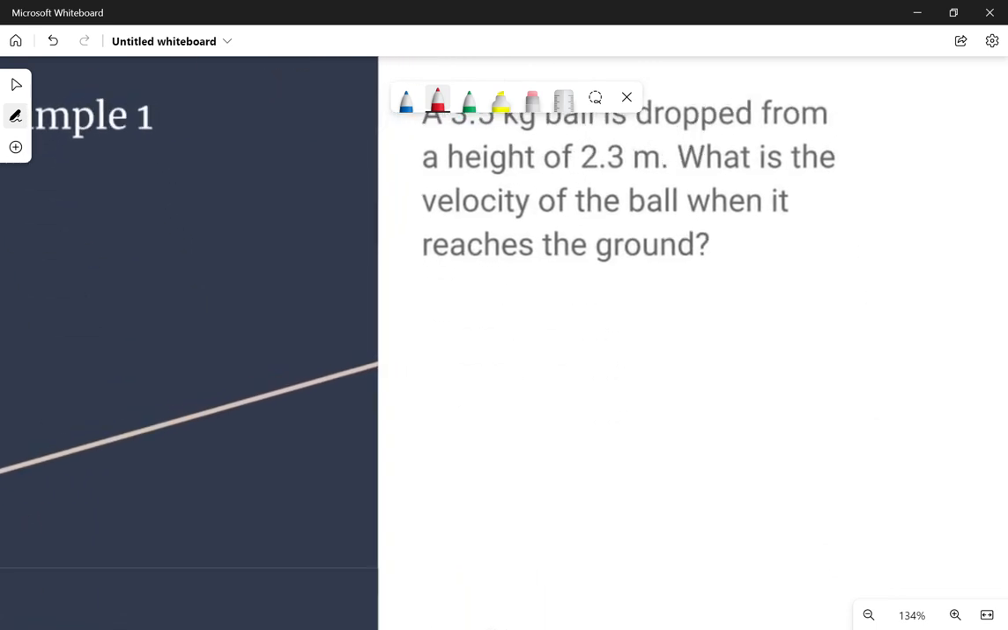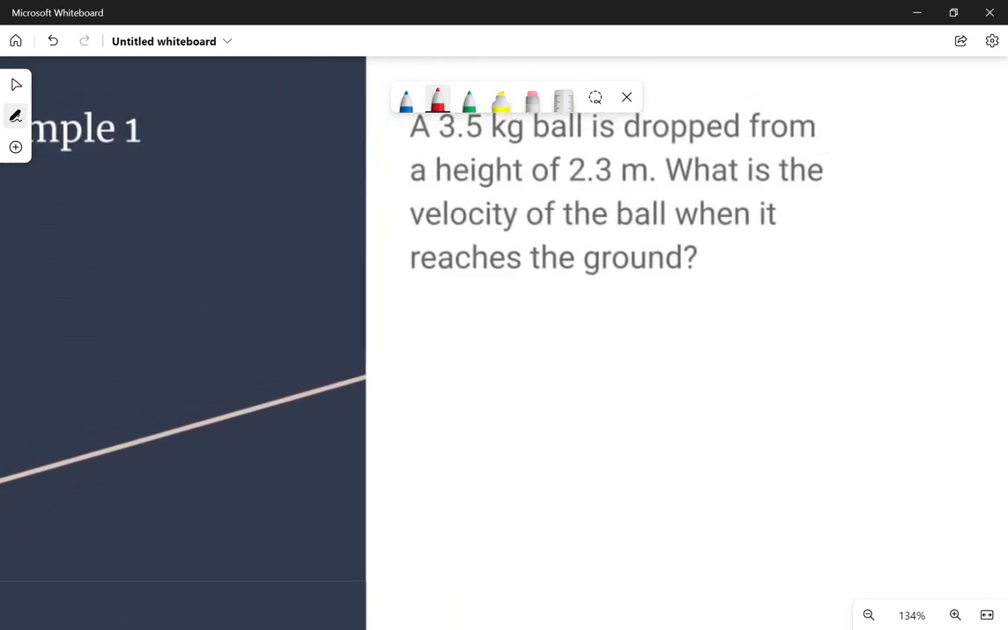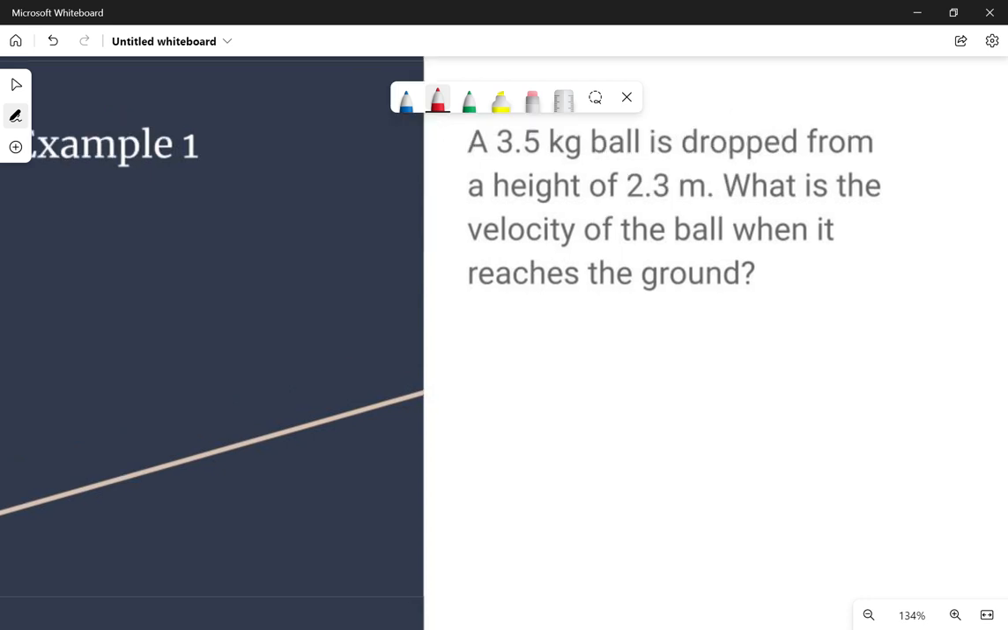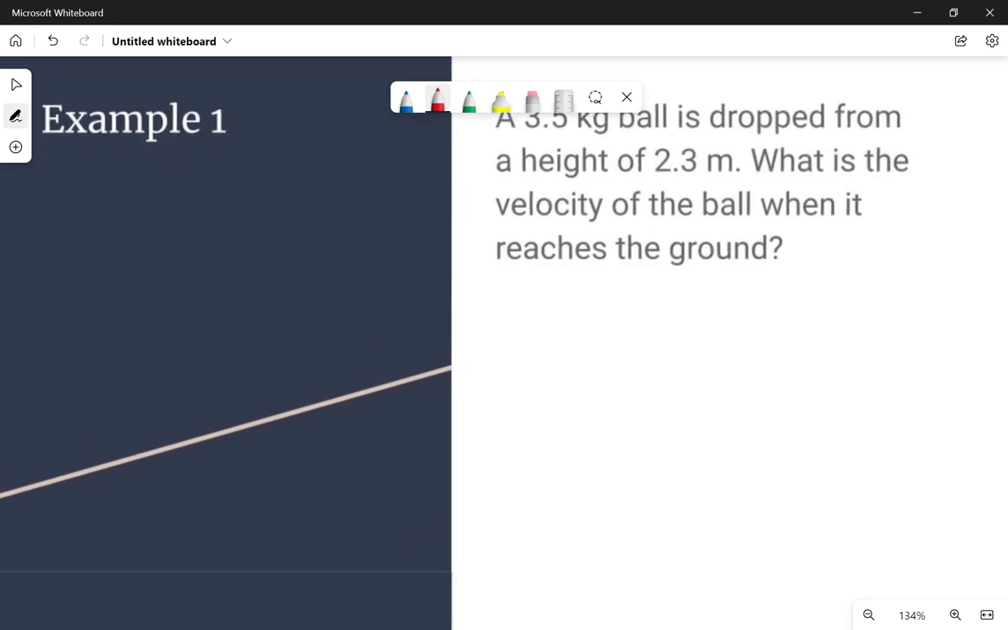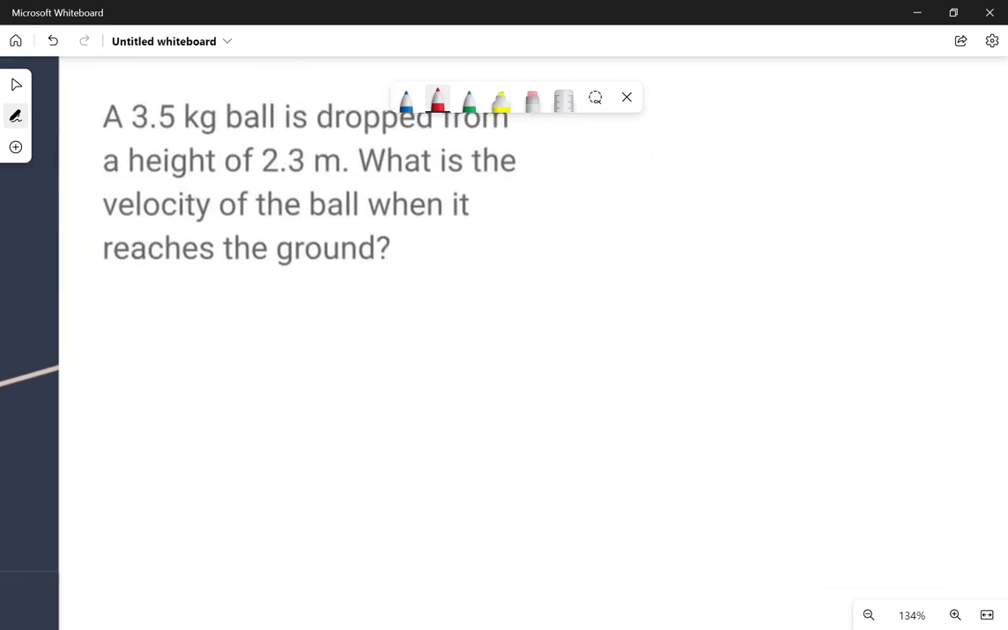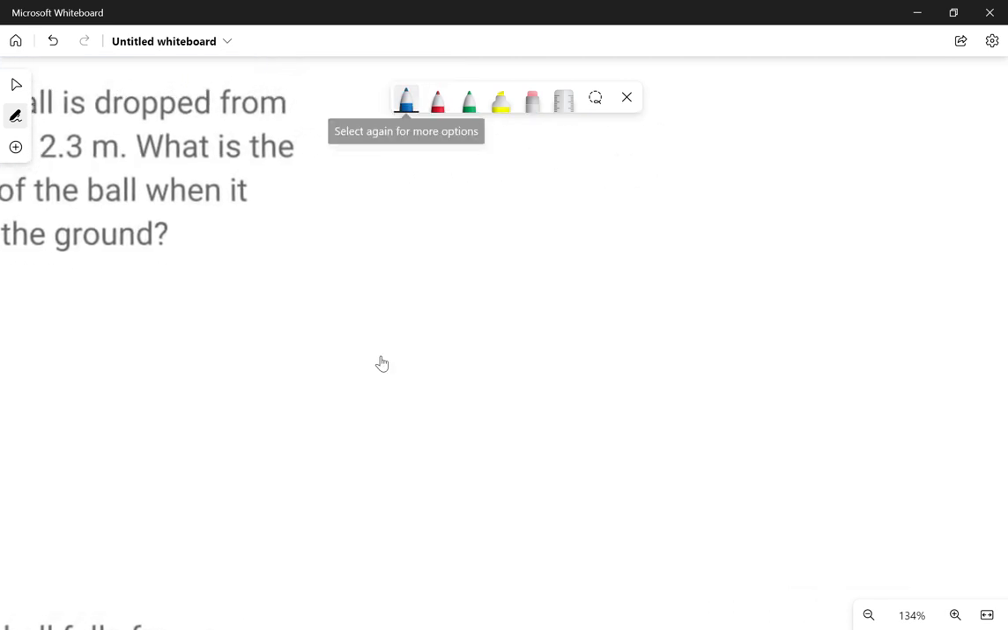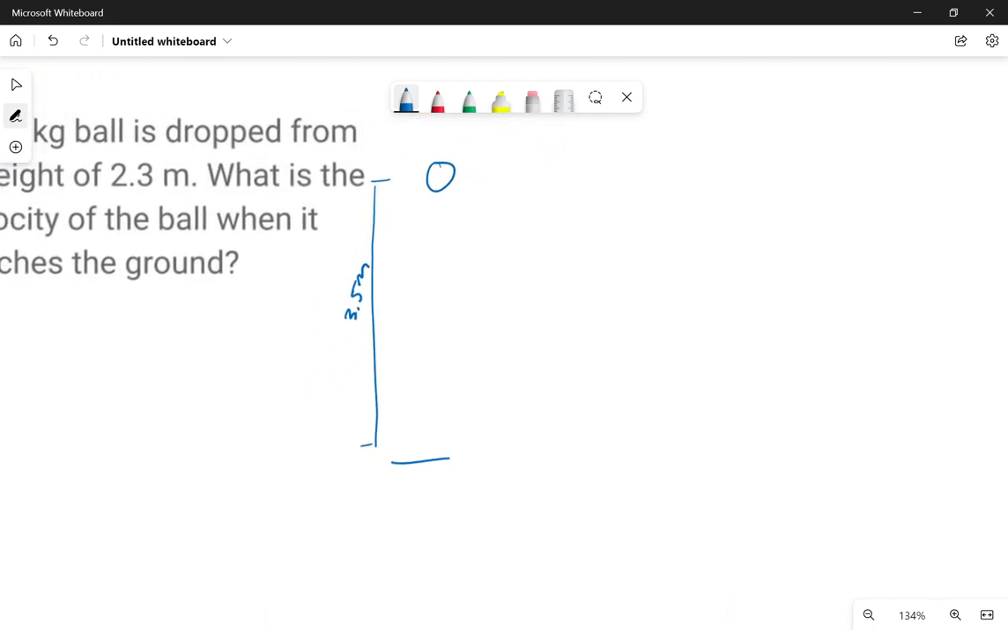So let's take a look at what this will look like. I've got a 3.5 kilogram ball that is dropped from a height of 2.3 meters, and I want to know what the velocity is when it reaches the ground. It's a pretty standard basic question. Let's look at a little doodle of what this would look like. I've got a ball that's going to drop some distance, and we've said that distance is 3.5 meters. I also know the mass of the ball, so I'm going to put it up here that the mass is 3.5 kilograms.